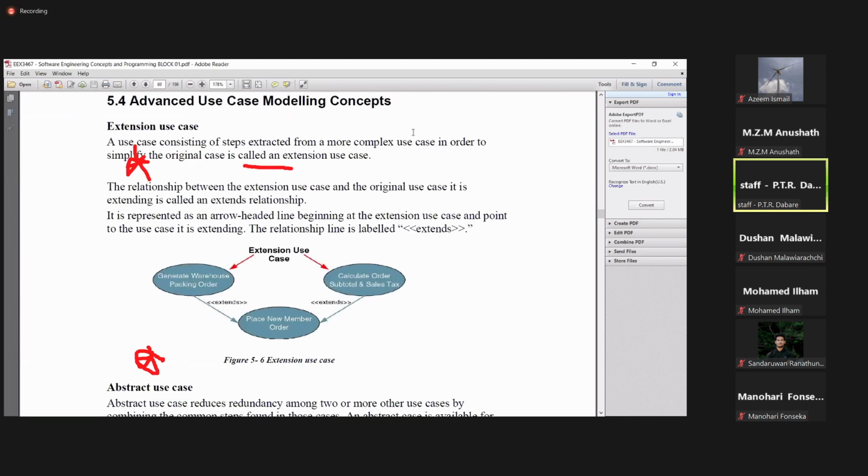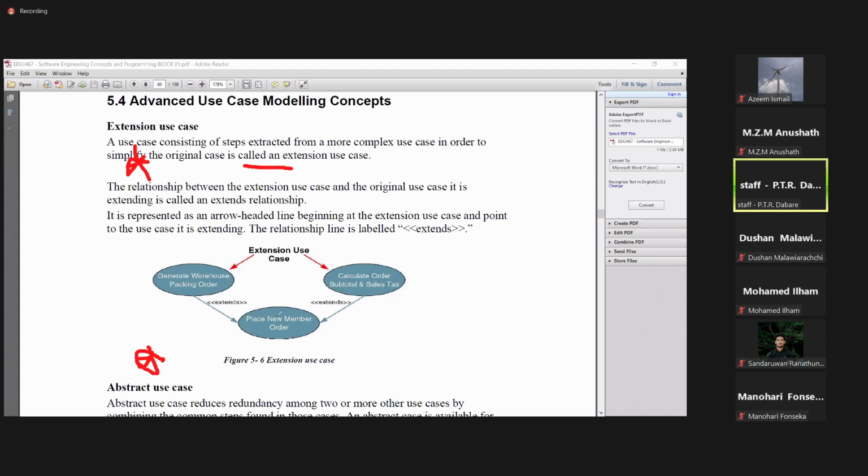See here, it is represented as an arrow-headed line beginning at the extension use case and pointing to the use case it is extending. The relationship line is labeled extends. See, extends. You have to have an arrow, and it should start from the extension use case. So where is the original one? This one: place new member order. A use case consisting of steps extracted from a more complex use case in order to simplify the original is called an extension.